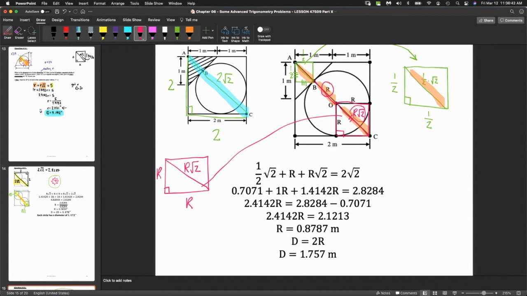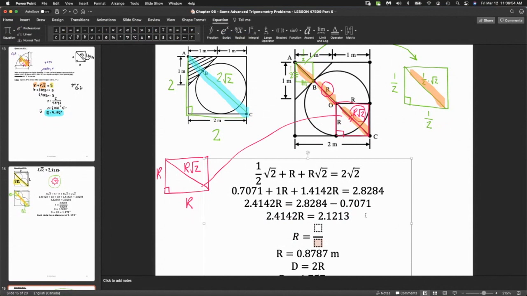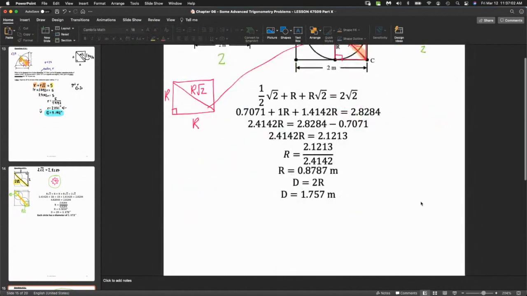Got it. How did you get 87? 87, I took this number and I divided it by this number. I can write that down actually. All good, George. I got you, buddy. Don't worry. There you go. You're welcome.